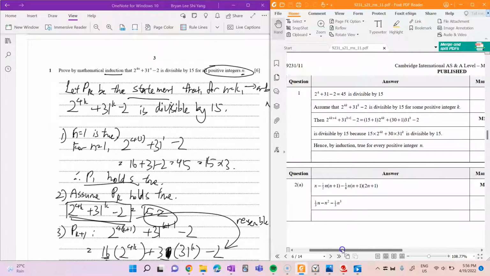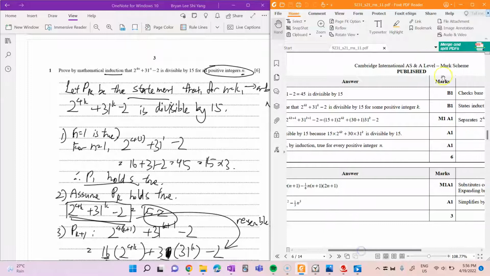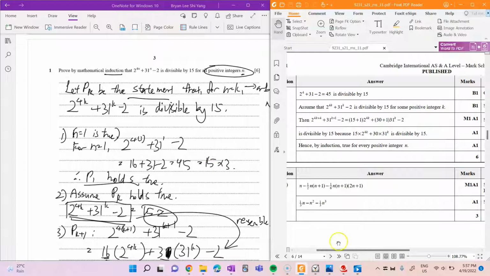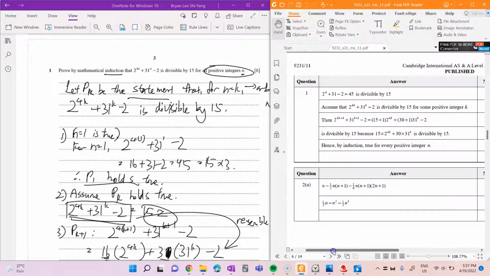Here, as you can see, we have something like B1, M1, A1, right? B1 I would interpret as the statement mark, and M1 would be a method mark. So it doesn't really matter if you calculated something wrongly. If you use the method correctly, that M1 would be given to you, and for A1 it would be the answer mark, so it totally depends on your answer to achieve that mark. Now, let's see our first question over here. This is the induction question.